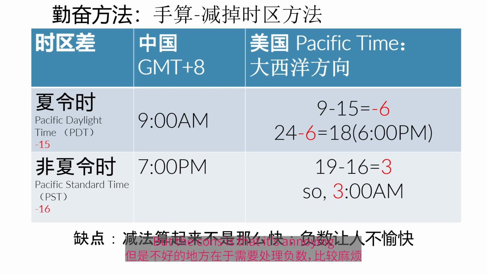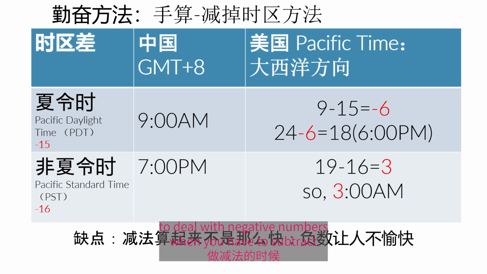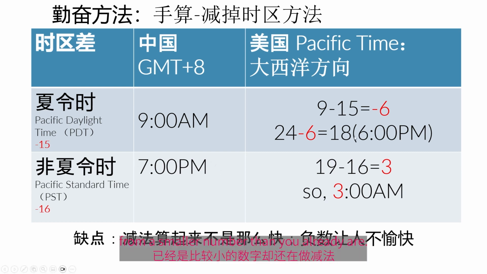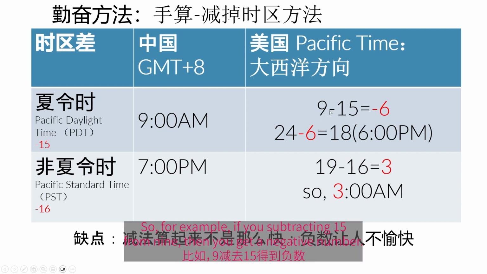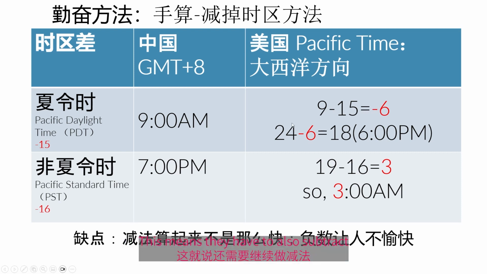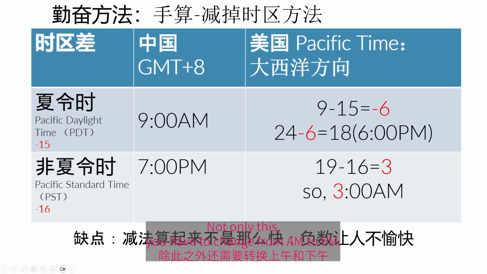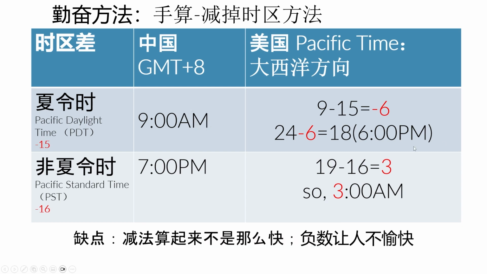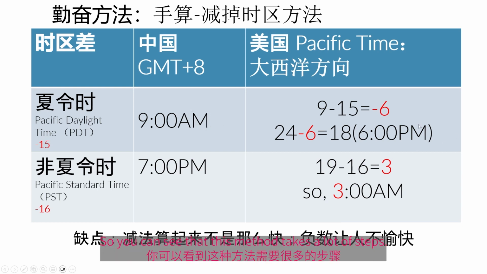But the cons is that it's annoying to deal with negative numbers when you have to subtract from a smaller number than you already are. So for example, if you're subtracting 15 from 9, then you get a negative number. This means that you have to also subtract from 24 in order to get the actual time. Not only this, you have to change from AM to PM. So you can see that this method takes a lot of steps.